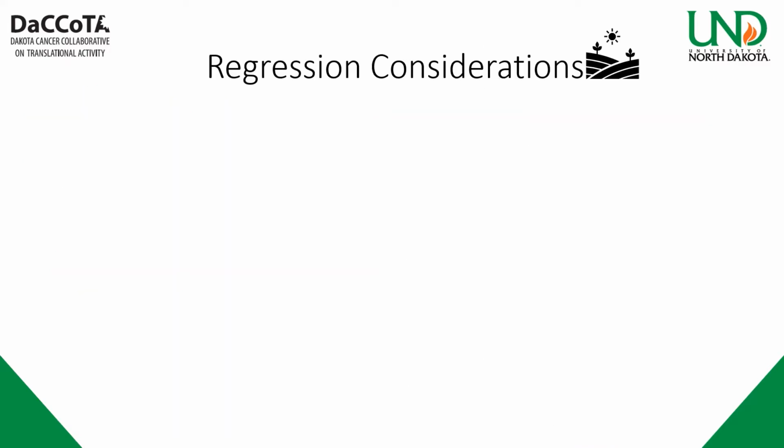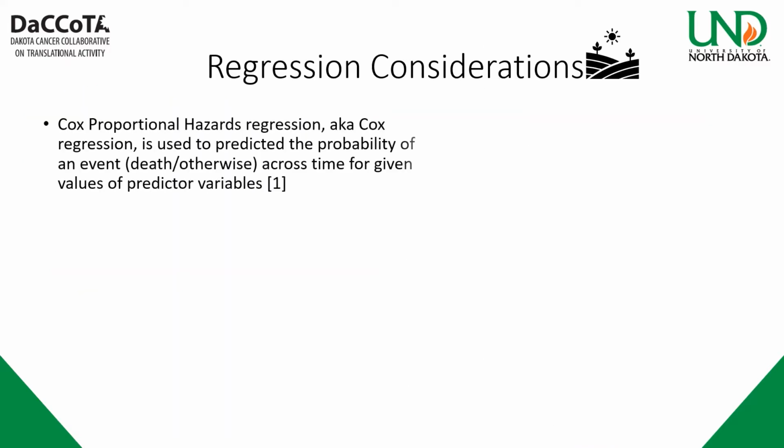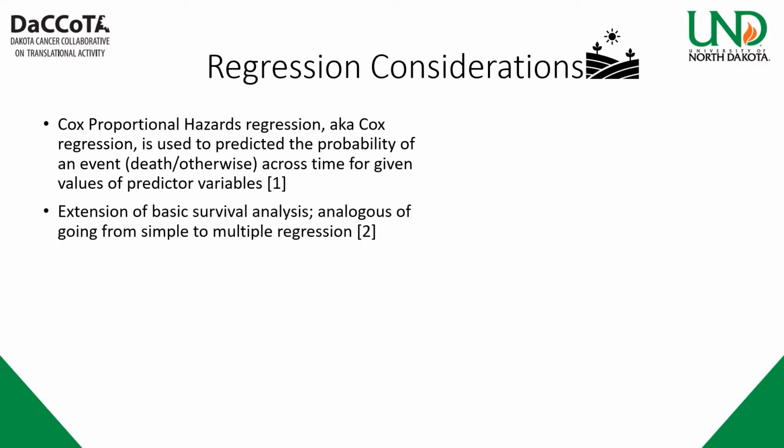So for regression, the most commonly used model is Cox Proportional Hazards Regression, abbreviated to be Cox Regression. It's used to predict the probability of an event, death or otherwise, across time for given values of predictor variables. So this is an extension of basic survival analysis, where you might just be looking at sort of summary statistics of a group or comparing two groups against each other. Another way to think of this is analogous of going from simple to multiple regression, where you can have multiple factors rather than a single factor, like group.